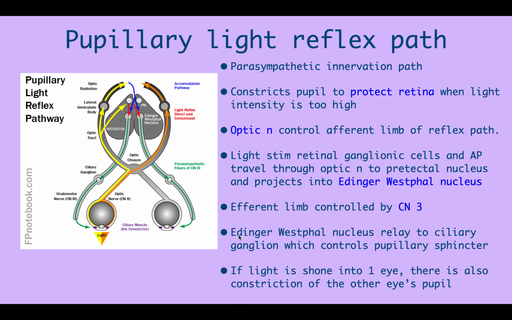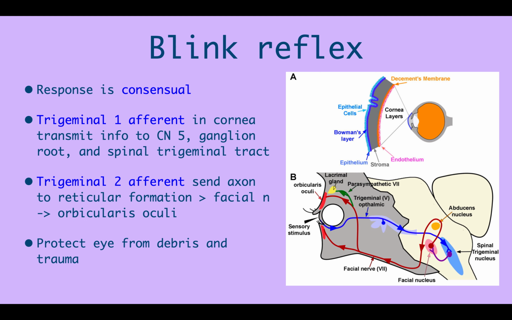So if light is going to be shown in one eye, there's also a constriction of the other eye's pupil, even though light may not be shown in the other eye. Okay, so the blink reflex is also consensual. We test this by something touching the eye, or like a puff of air, like those horrible machines that you have to get tested at the eye doctors.